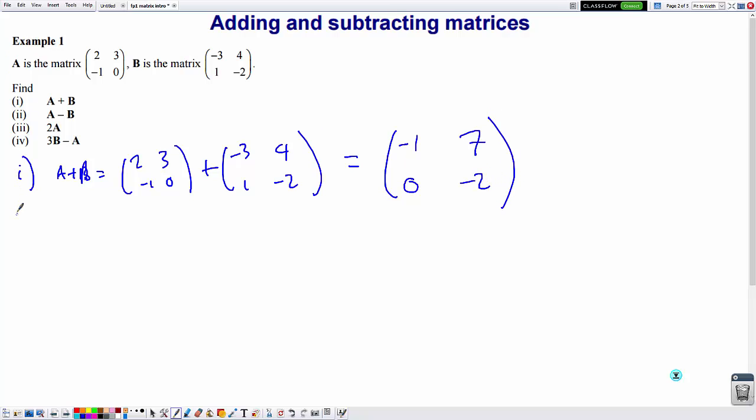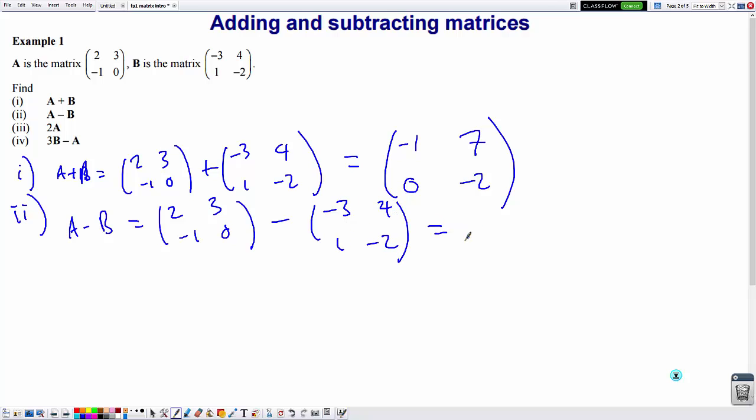So let's look at A minus B. So A minus B is equal to, well, still 2, 3, minus 1, 0. And this time we're taking away minus 3, 4, 1, minus 2. Let's do this subtraction. So 2 take away minus 3, which is the same as 2 add 3, which is 5. 3 minus 4, which is minus 1. Minus 1 minus 1, which is 0. And 0 minus minus 2, which is positive 2.